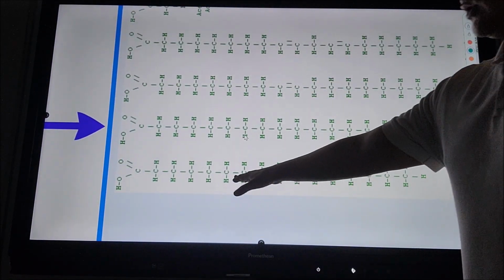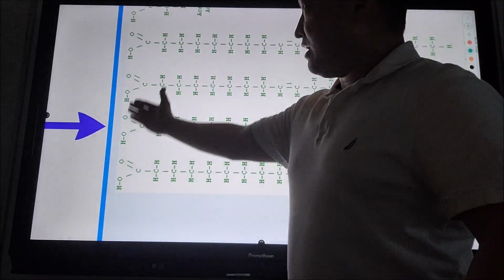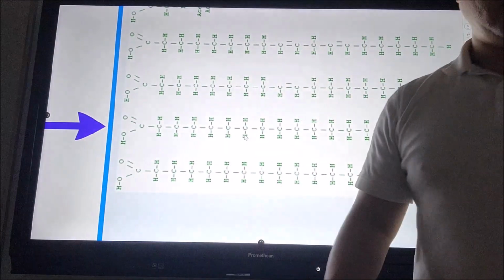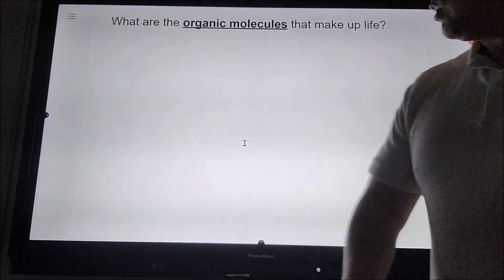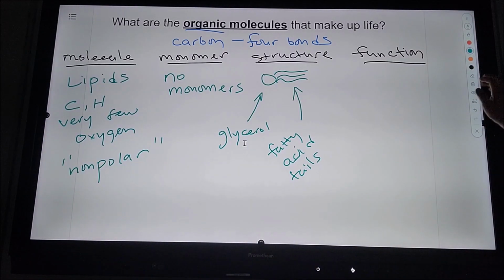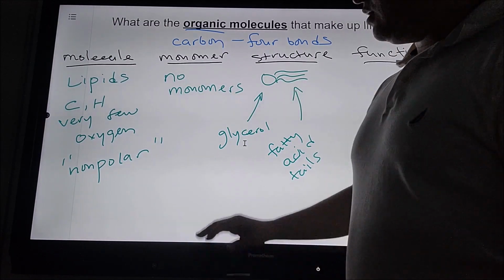The tails are almost entirely carbon and hydrogen, and if you do have a few oxygens, they're generally found on the head side. So that's what we're drawing when we're drawing these head and tail structures. Obviously, we don't have time to draw every atom.